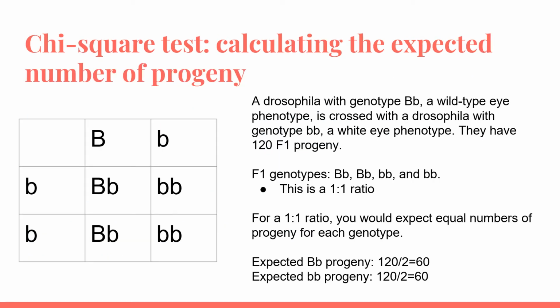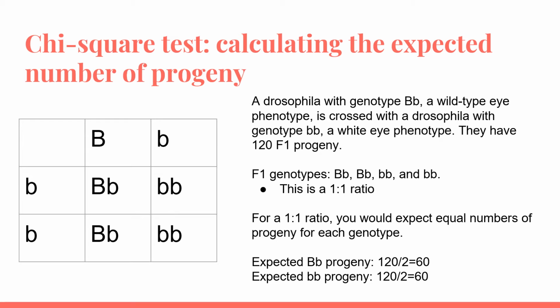Now, how do we actually calculate the expected number of progeny? A Drosophila with genotype big B little b, a wild type eye phenotype, is crossed with a Drosophila with genotype little b little b, a white eye phenotype. They have 120 F1 progeny. You can calculate the F1 genotypes using a Mendelian square, which gives you the results of 4 different types: big B little b, big B little b, little b little b, and little b little b. This is a 1-to-1 ratio of genotypes.